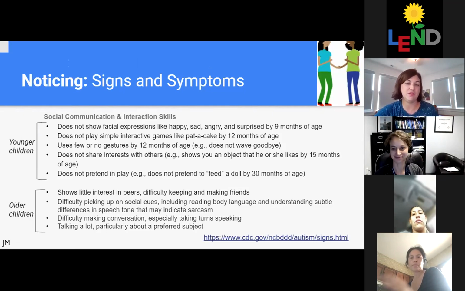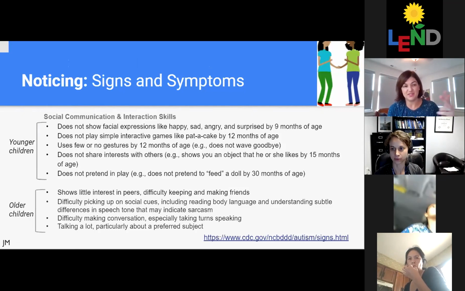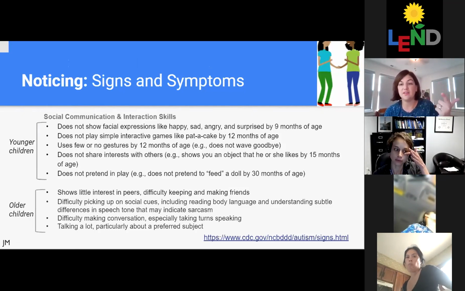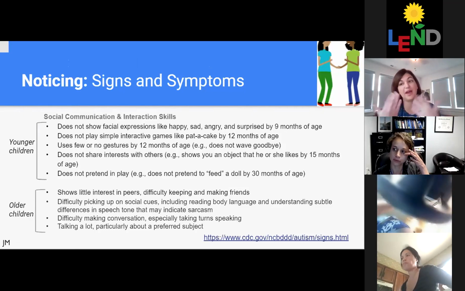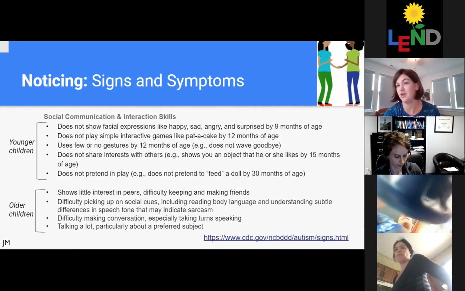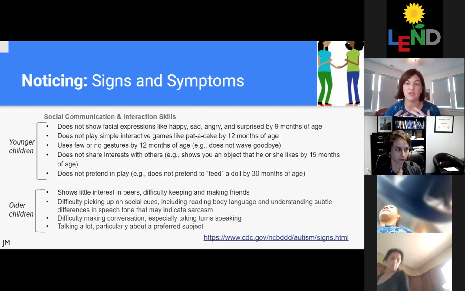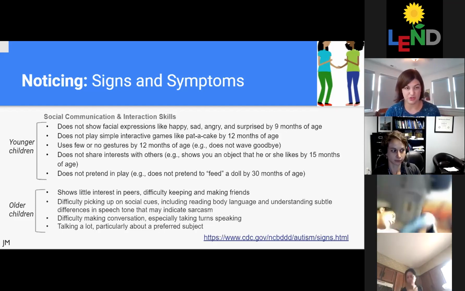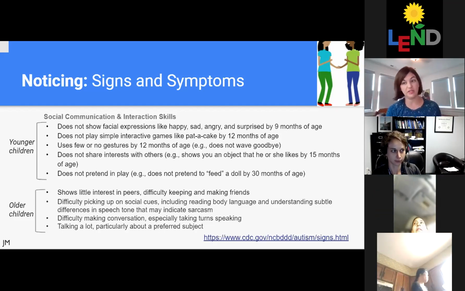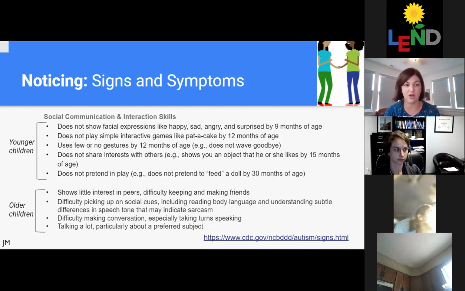So I think this is really important because a lot of times families are saying, well, I don't know, why does it matter if they don't want to play patty cake at 12 months? And you can see some of these skills that we're looking for, which are evidence for either the ability to go back and forth in a social interaction, or evidence of the ability to use nonverbal communication. So that's why gestures and pointing are so important when they're younger.